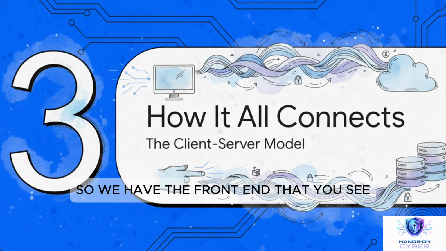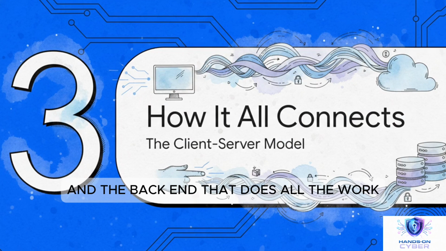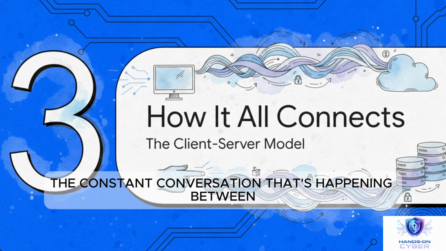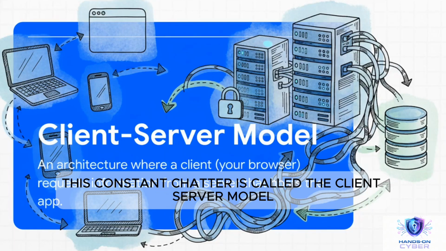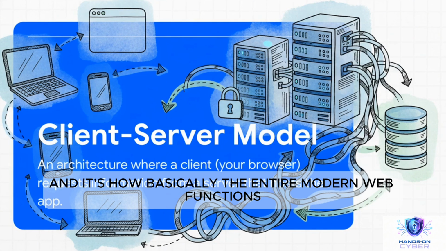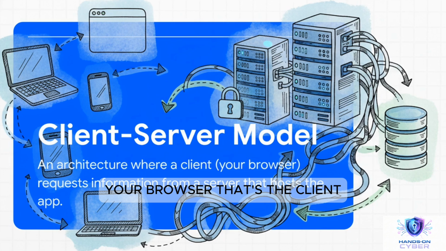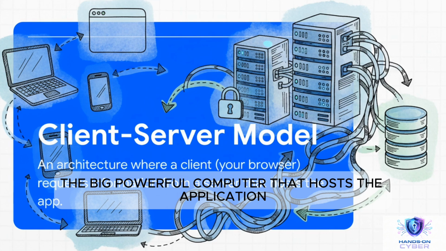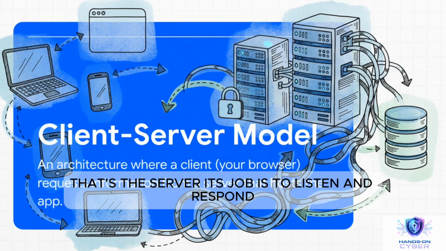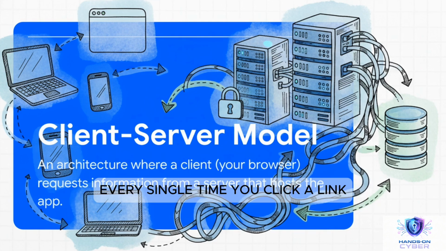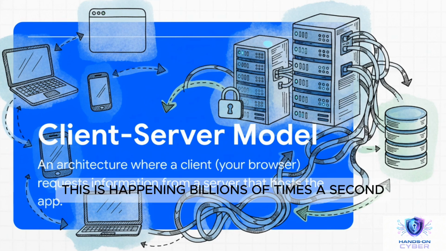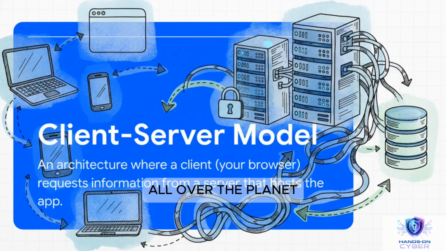So we have the front end that you see and the back end that does all the work. Now for the really important part, understanding the constant conversation that's happening between them. This constant chatter is called the client-server model. And it's how basically the entire modern web functions. Your browser? That's the client. It's always asking for stuff. The big, powerful computer that hosts the application? That's the server. Its job is to listen and respond. Every single time you click a link, search for something, or post a photo, a new conversation starts. This is happening billions of times a second all over the planet.